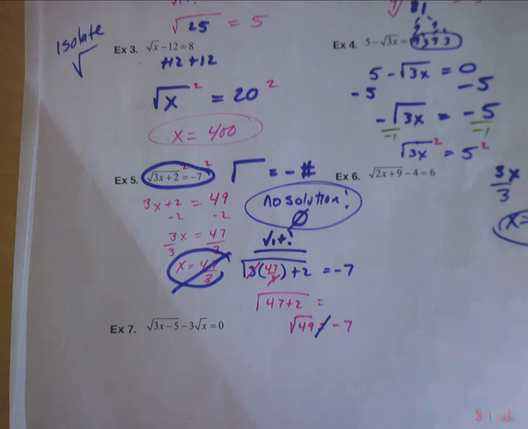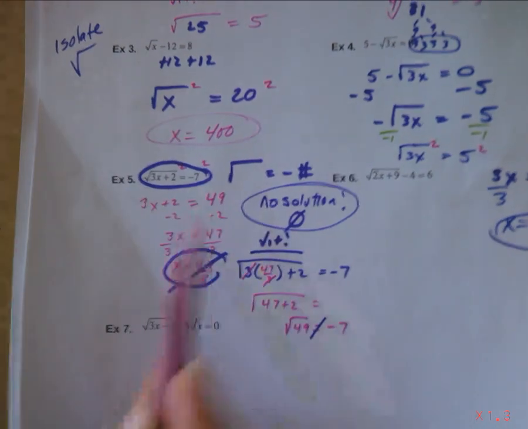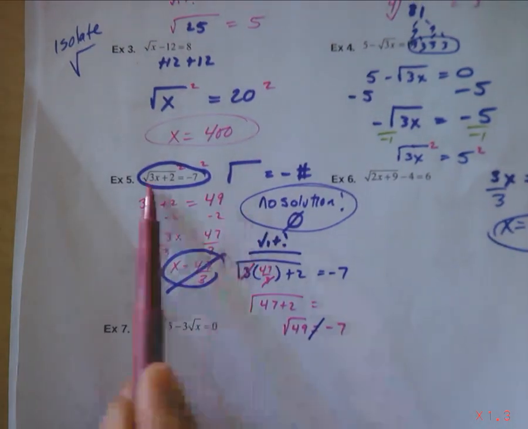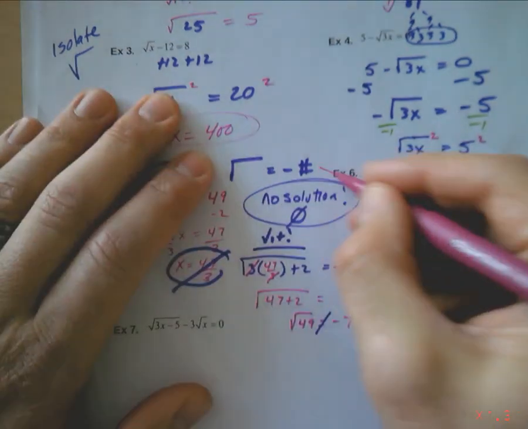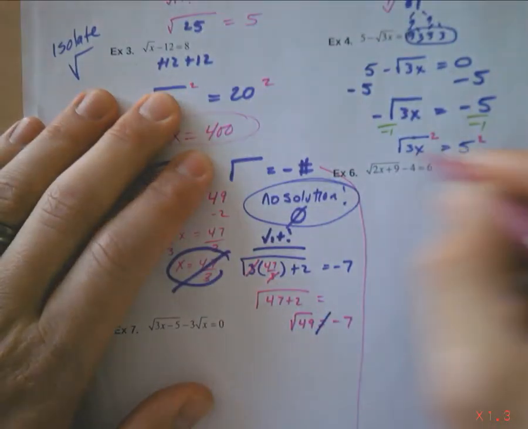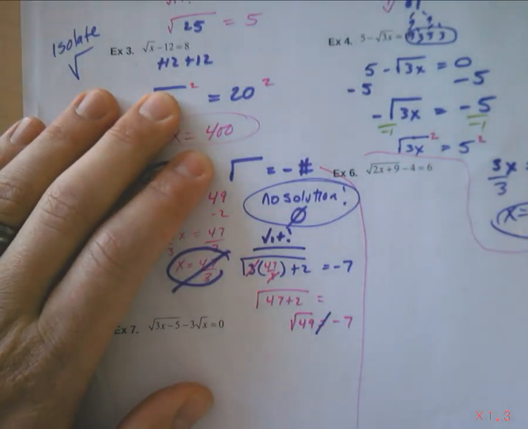Okay, so really, did we need to do all this work? Not really. If you know the little trick, square root equal to negative, no solution. All right, any questions, y'all? All right, let's take a look at number 6.